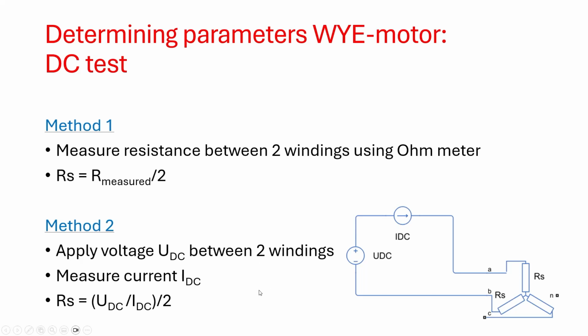One remark, be sure that these windings don't heat up, so don't use a too large voltage or a too long measuring time, because a temperature increase in these windings will have a bad influence on the measurement of RS. So that was the DC test. So now we know RS.